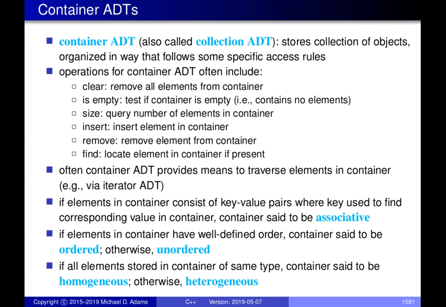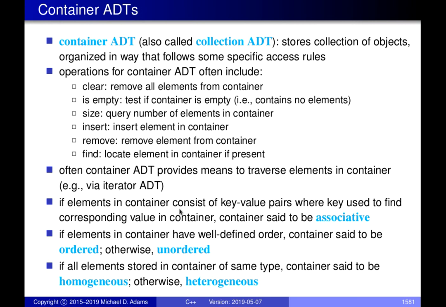So these are typical sorts of things, and often you have lots of other things as well, depending on the specific container that you're dealing with. In addition to this, often for containers, you want some way to traverse the elements in the container. And this is where iterator abstract data types come in. Iterators provide a mechanism for actually accessing the elements in the container. And I'll talk more about iterators momentarily.